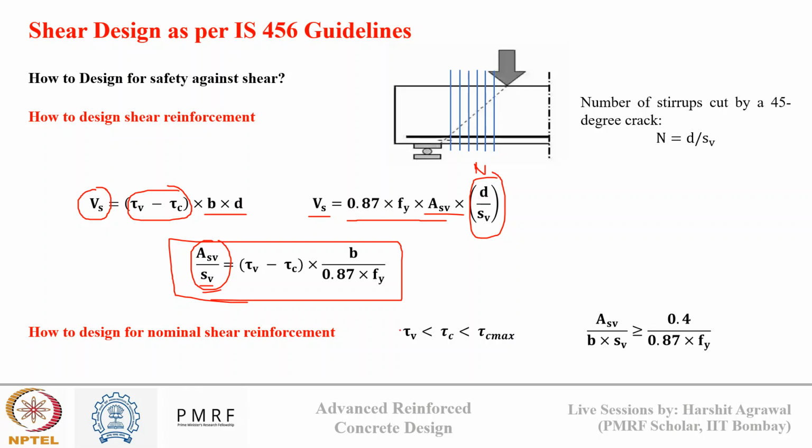For nominal reinforcement, where I don't need any kind of shear reinforcement because concrete is enough to resist the shear, we use this relationship that is given by the IS code. So fixing the ASV, we know b, we know Fy, we determine the nominal stirrup spacing. So this is the approach of design of shear reinforcement for a concrete section.